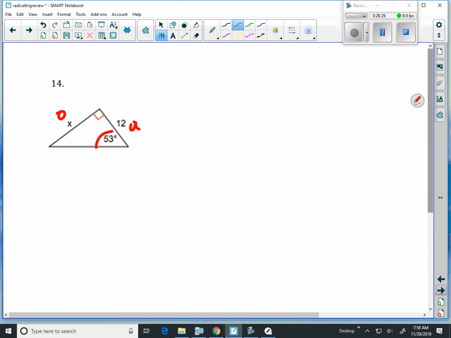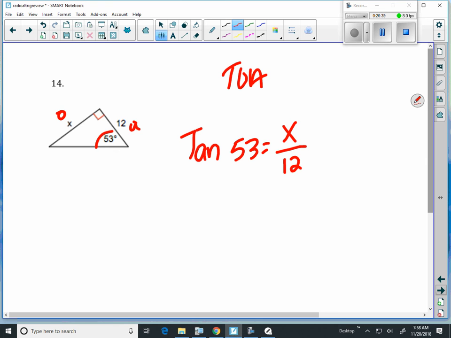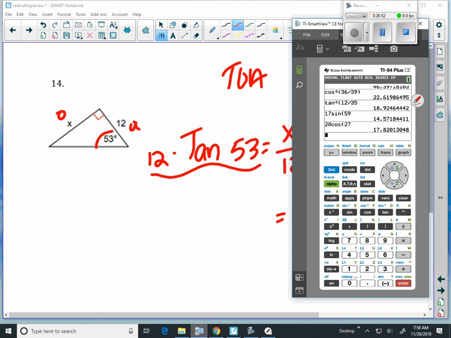O and A, that's TOA. That's tangent. So tangent of 53 equals x over 12. Multiply both sides by 12. So this is what we put in our calculator: 12 tangent 53. Just 15.92.